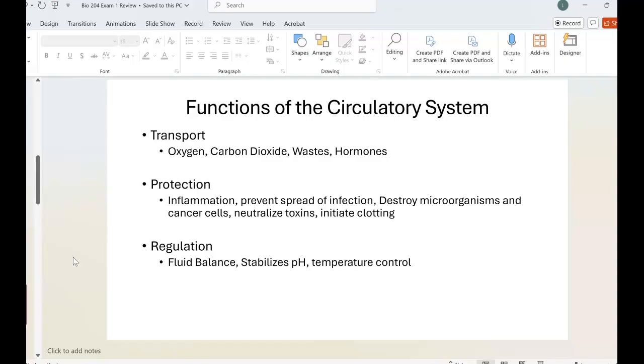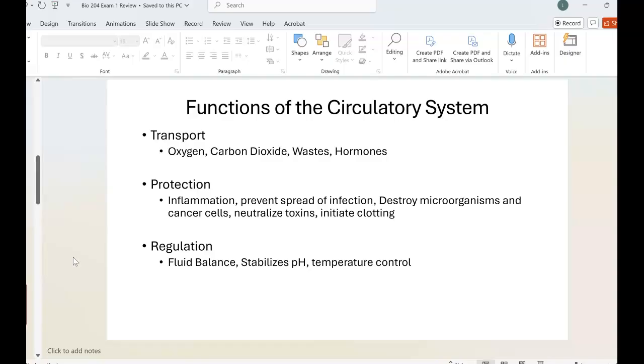So first up is blood, and we talked about the functions. So number one, it's going to be transport. This is going to be a transportation system, a highway to transport oxygen, carbon dioxide. Those are the two things that we talk about most. Nutrients, waste, and hormones. And if you remember the endocrine system, that's how hormones are going to travel.